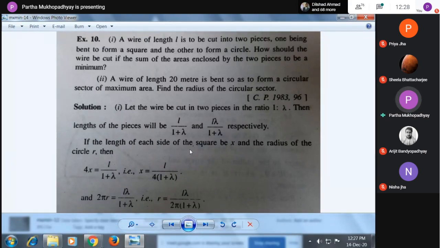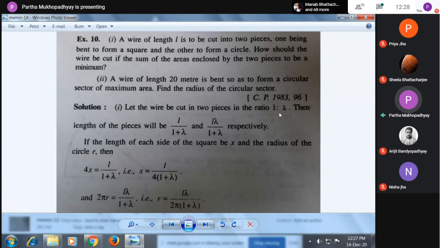Okay. So I am having one piece of total wire of length L. I have to first of all cut it into two pieces. So suppose I am cutting this in the ratio 1:lambda, 1 centimeter and lambda centimeter. That means if the total length is 1 plus lambda, then the ratio will be 1 centimeter to lambda centimeter. Then by using the unitary method, a very easy class 7 problem, if the total length is L, then the pieces will be L by 1 plus lambda and L lambda by 1 plus lambda, okay?